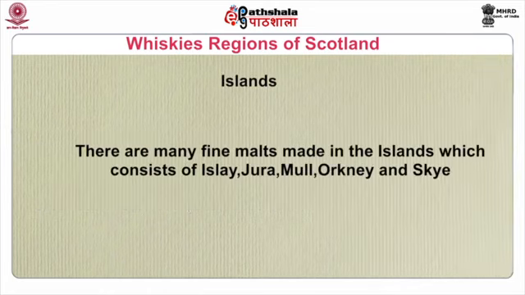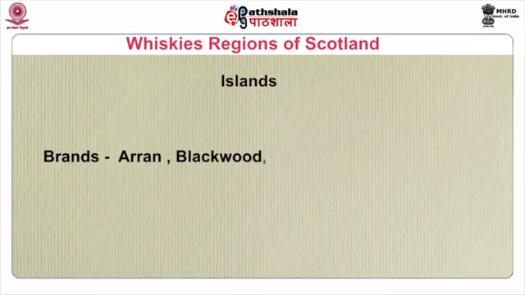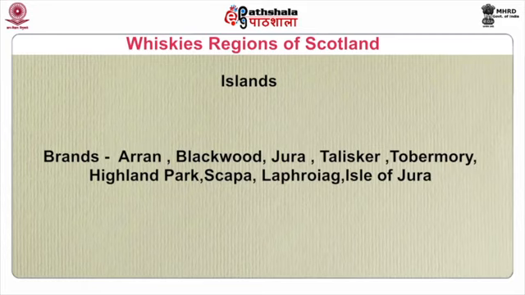The third region is Island region. There are many fine malts made in this island which consist of Islay, Jura, Mull, Orkney and Skye. The important brands are Arran, Blackwood, Jura, Talisker, Tobermory, Highland Park, Scapa, Laphroaig, Isle of Jura.